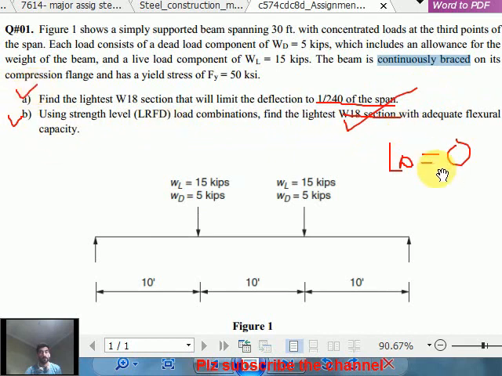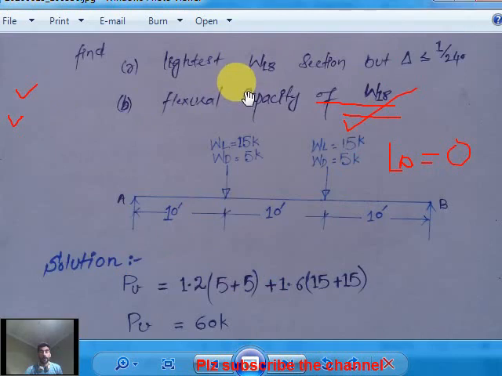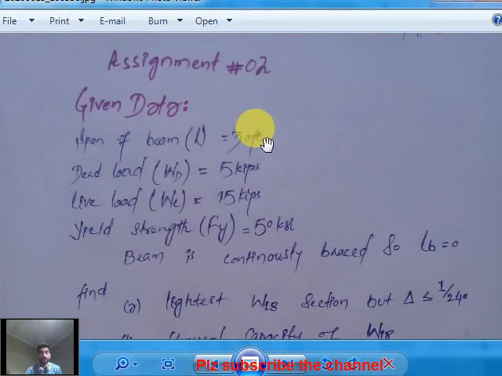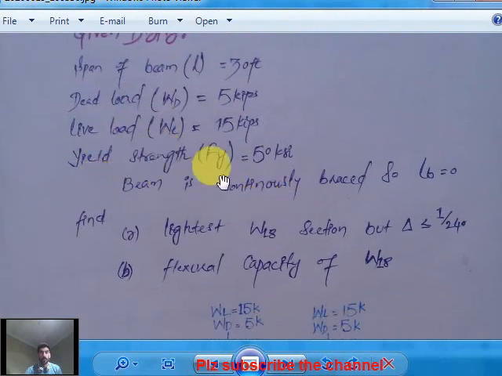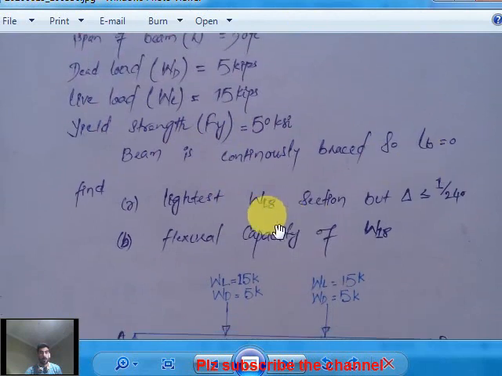Adequate flexure capacity. So let's start. I have written down the data. You see here: span, dead load, live load, yield strength, and the beam is continuously braced. Lightest W18 section, but delta should be less than this one, and flexure capacity.